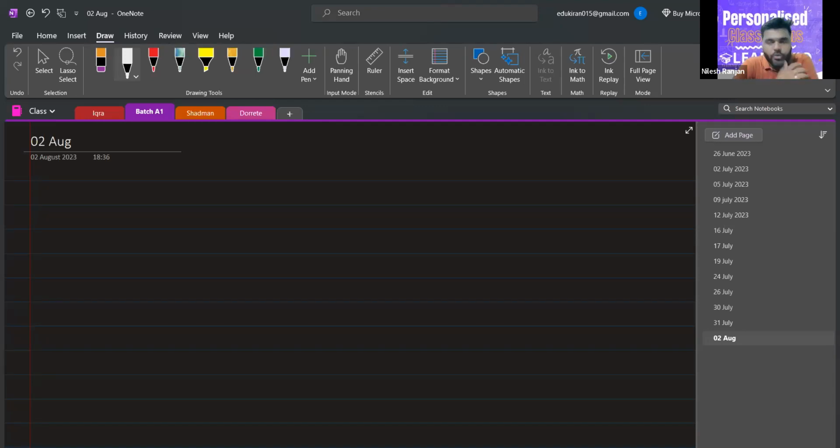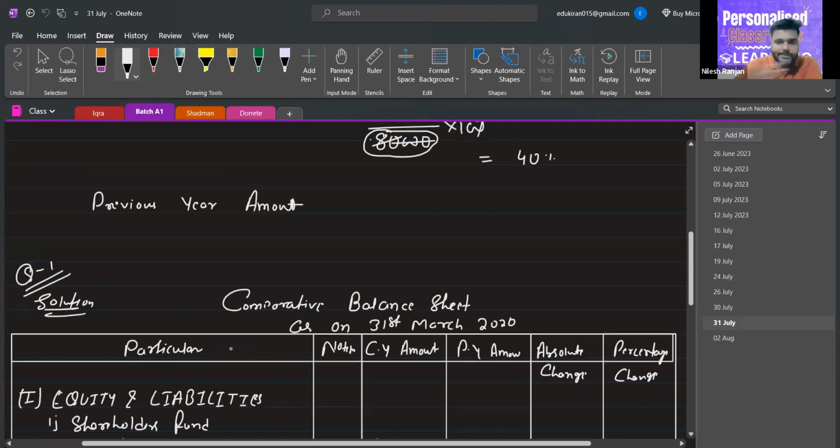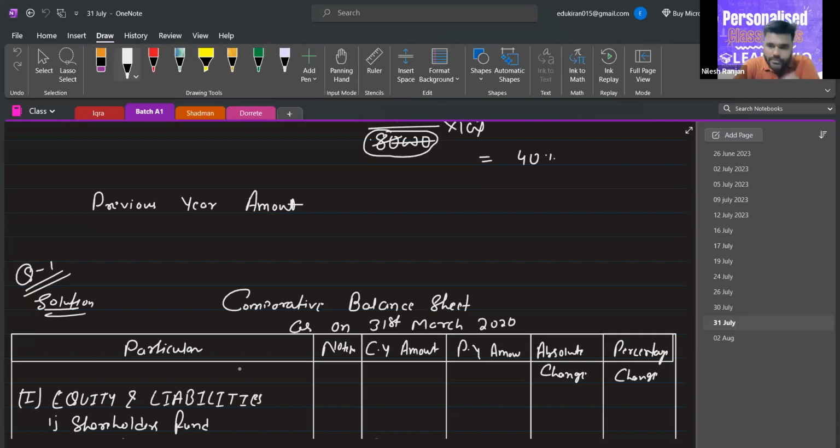Like in a statement of profit and loss, we will compare it with revenue from operation or total revenue, and in the balance sheet we will compare it with the total of the balance sheet. So the format is the same. There is no change in format, just the heading will change. You can see this format: particular, note number, current year amount, previous year amount, and absolute change and percentage change.